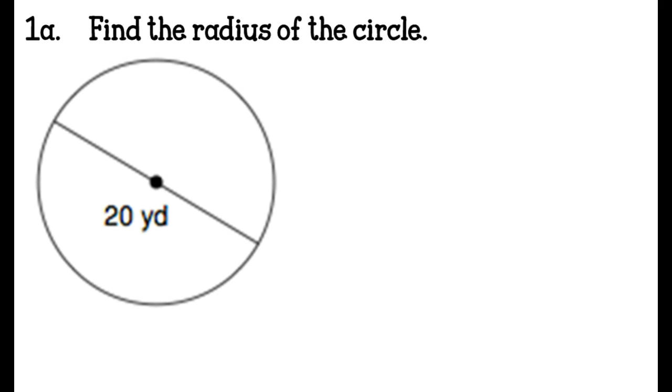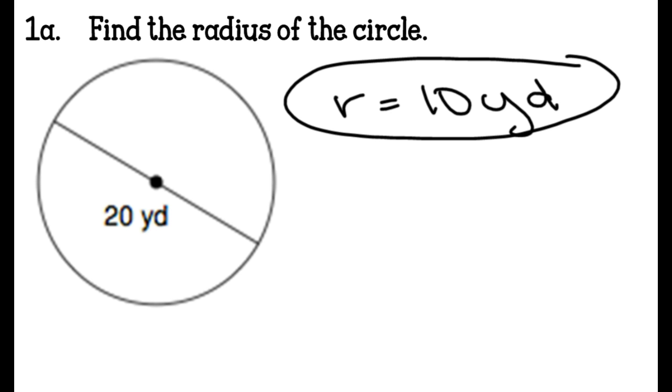1a, find the radius of the circle. So if I look at my circle, and I look at what I'm given, a lot of people struggle to remember, is this the diameter or the radius? So this is some vocabulary you're going to have to practice knowing. If I look at the line, it goes from one edge of the circle through the center to the other edge of the circle. So I know that that's the definition of a diameter. To get the radius when you're given the diameter, you take the diameter, cut it in half, or divide by 2, and your radius is 10 yards. Circle it, and that's your answer.